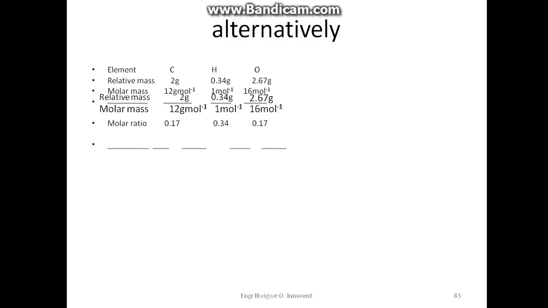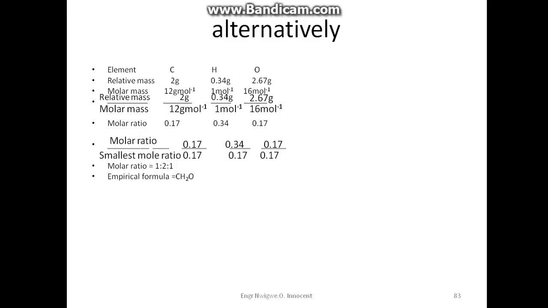The molar ratio over the smallest molar ratio, we have that since the smallest molar ratio is 0.17, for carbon we have 0.17 of carbon divided by 0.17 of the smallest molar ratio, which is equal to 1. And for hydrogen, we have 0.34 over the smallest molar ratio, which is 0.17. And for oxygen, we still have 0.17 as the molar ratio divided by the smallest molar ratio, which is 0.17. The molar ratio will now have a ratio of 1:2:1. Therefore, the empirical formula is CH2O.